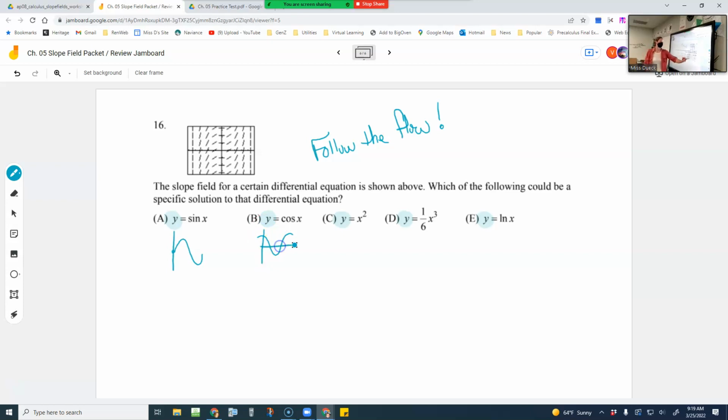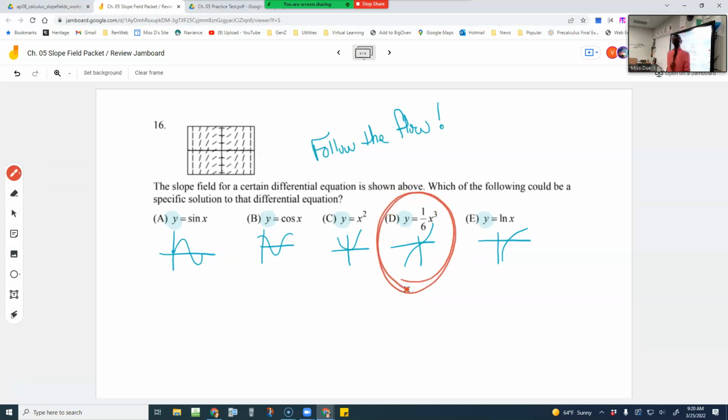X squared should look like, as one representative, x squared would look like this, right? X cubed would look like this, and ln of x would look like this. So the question is, who follows the flow? You see it? It's just wrapping your head around what's actually being asked.